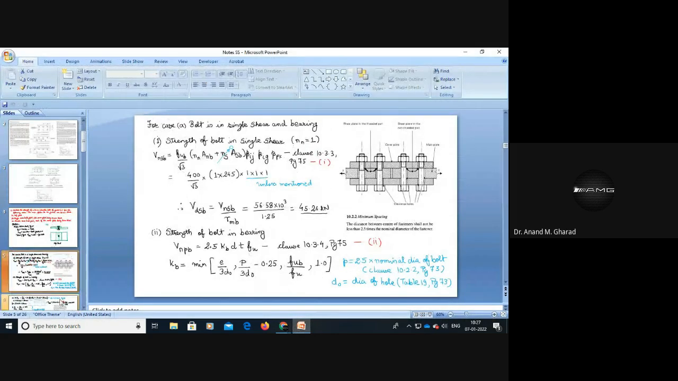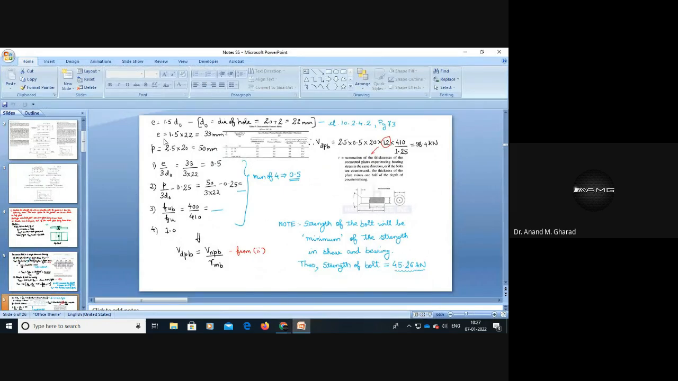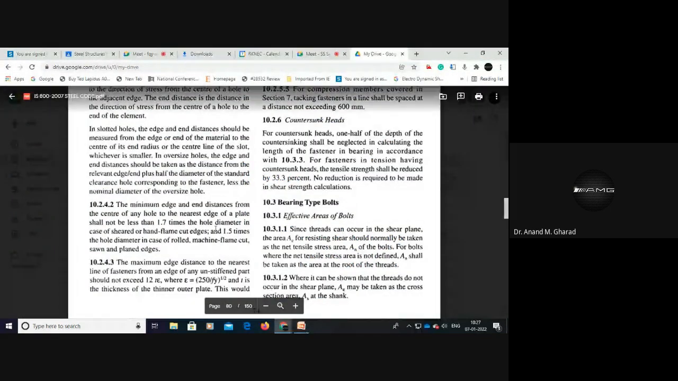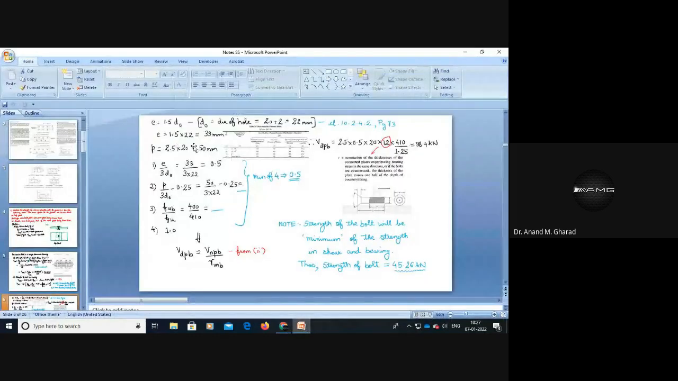Well, with that, what we did, e is equal to 1.5 times the diameter of the hole, as mentioned in this clause. It is the hole diameter. So 1.5 times d naught. d naught you have already evaluated. It came out to be 22. So from this, e comes out to be 33 mm. Right? Small p is 2.5 times d. d is the nominal diameter of the bolt. This is given as 20 mm, so it comes out to be 50 mm.